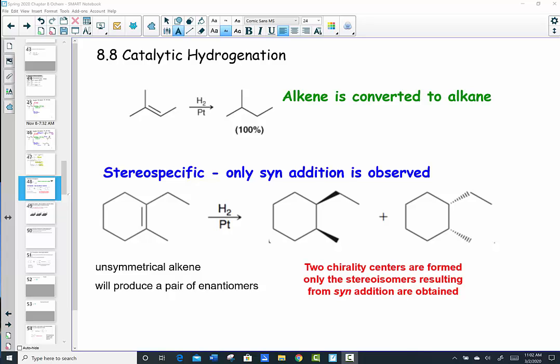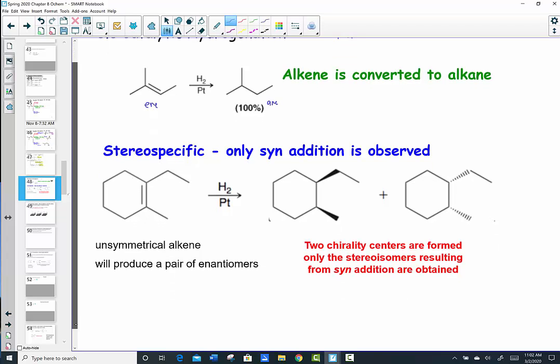Hard work continuing with the next section of Chapter 8, titled Catalytic Hydrogenation. This will focus on adding hydrogens across the double bond, so just thinking HH. The alkene is simply converted to the alkane. Notice that here is the ene and here is the ane. So thinking about how to add hydrogen to just go back to saturate the double bond.